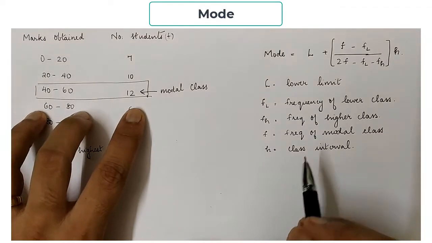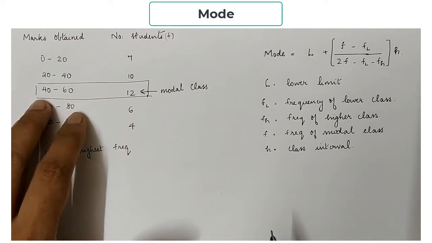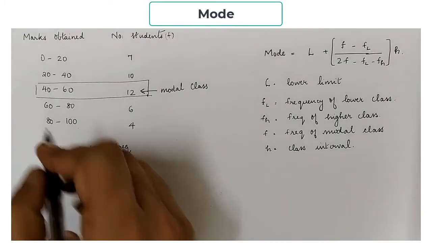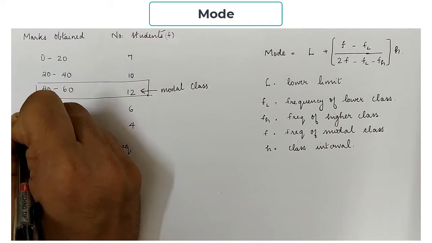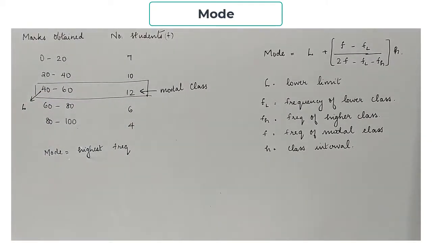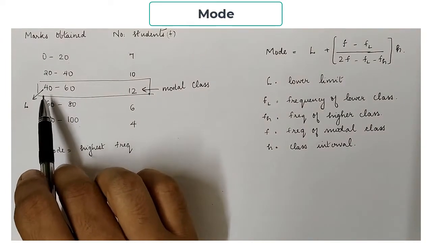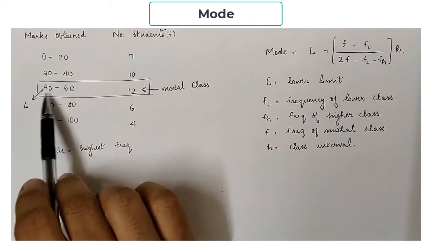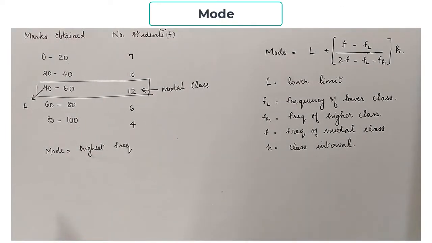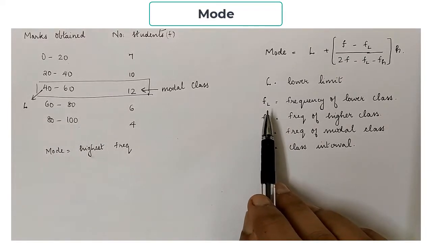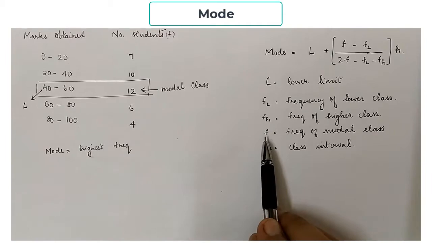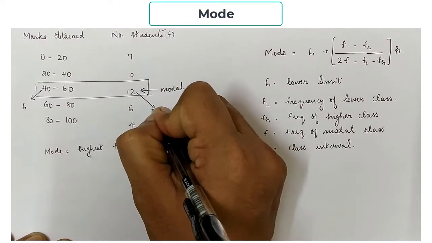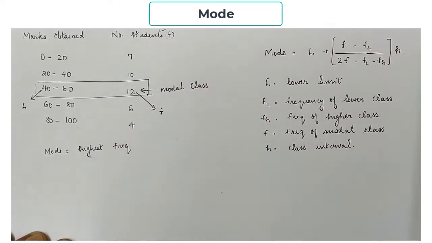Now look at this particular class interval. Now what is the lower limit of this particular class interval? So this is L, so L is the lower limit. So lower limit of the class interval is 40 and the higher limit is 60. So we can understand that the mode is somewhere between 40 and 60. Fine. Now the next one is F. F is the frequency of the modal class. So this is F.